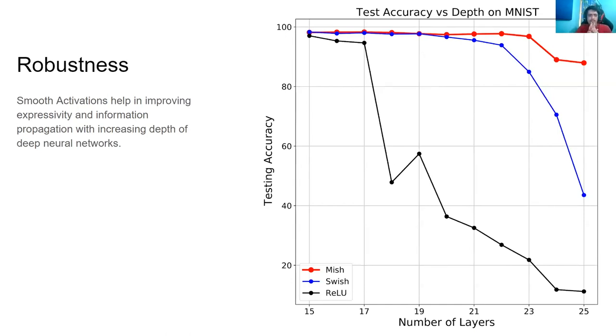We take a six-layer neural network and have ReLU, Mish, and Swish as its activation functions. We keep on increasing the number of layers progressively, and we see that the test accuracy drops significantly for ReLU at an alarming rate, followed by Swish, followed by Mish. So ideally, you would want neural networks which increase in depth to also preserve their generalization capacity and not drop at the rate that ReLU demonstrates over here.